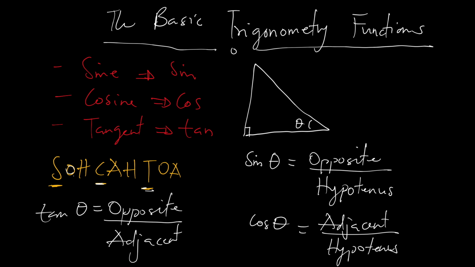Sine is equal to opposite over hypotenuse. Cos is equal to adjacent over hypotenuse. And tan is equal to opposite over adjacent.